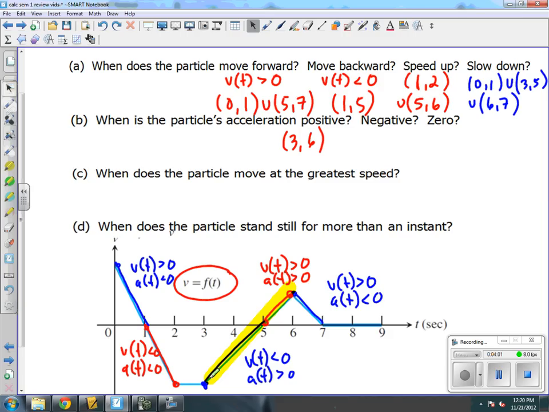Negative acceleration is when slope is negative. I have 2 points on my graph where that happens, from 1 to 2, or 0 to 2 rather.